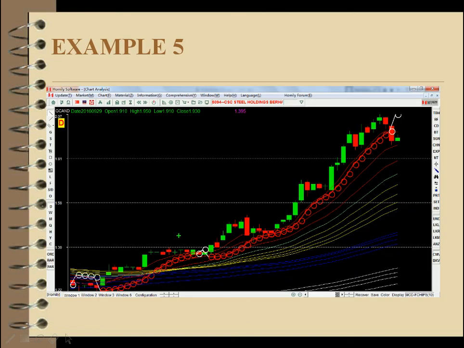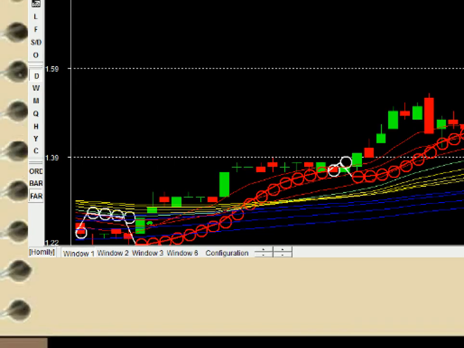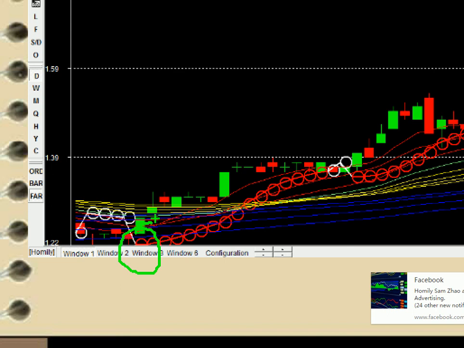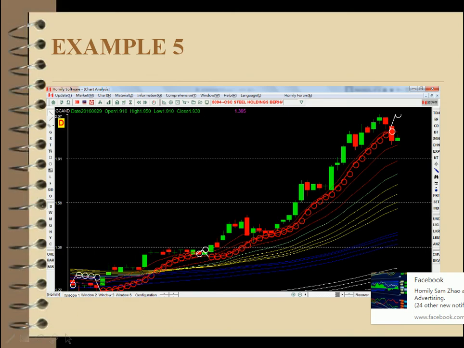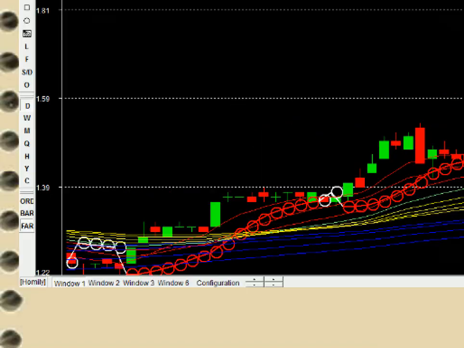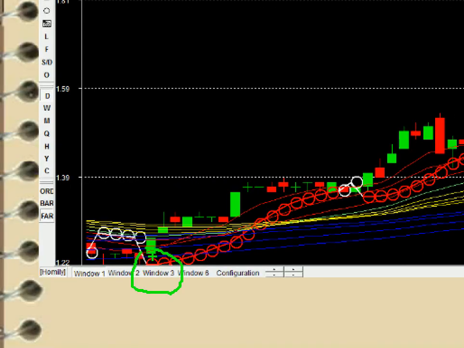This one. Okay, so here you can see now the price. Now the price goes up, right? Goes up, and then you can hold. Here is the white, right? You can consider to cut loss.